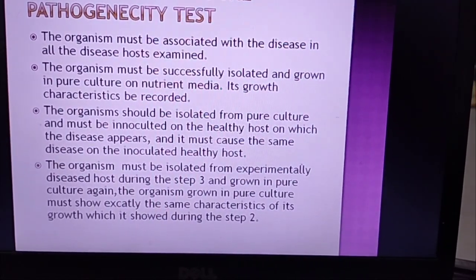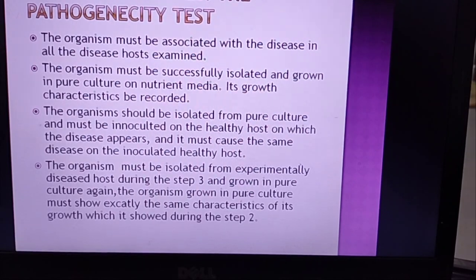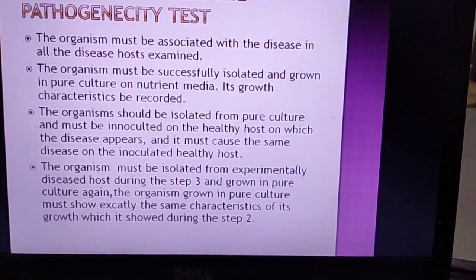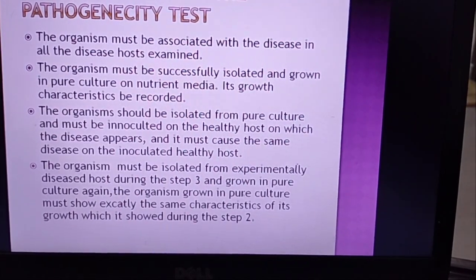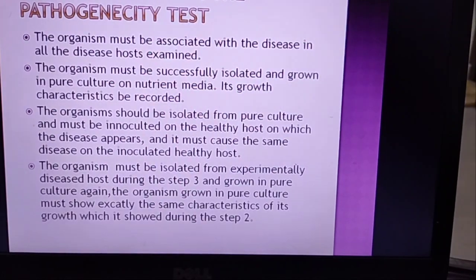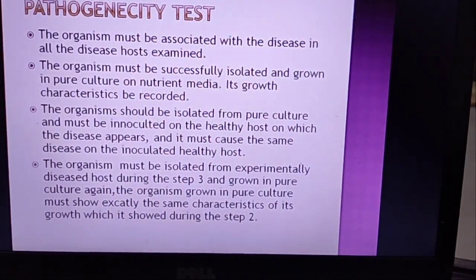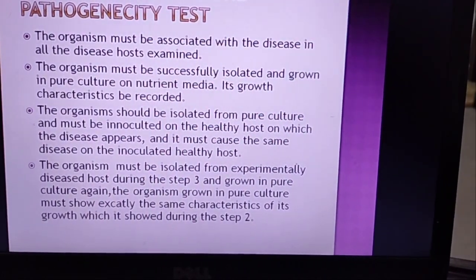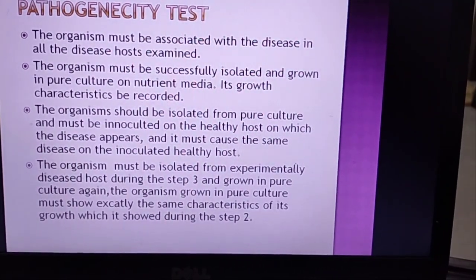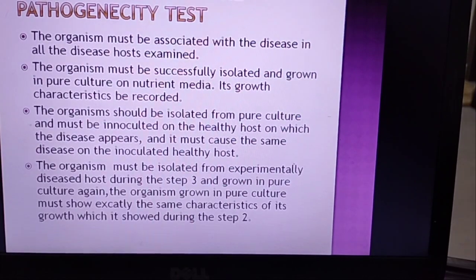Now the fourth point, he said that the organism must be isolated from the experimentally diseased host during step 3 and grown in pure culture again. So the organism which is infected by this disease, or which we have inoculated with this disease, is isolated from the same host and again grown in pure culture.